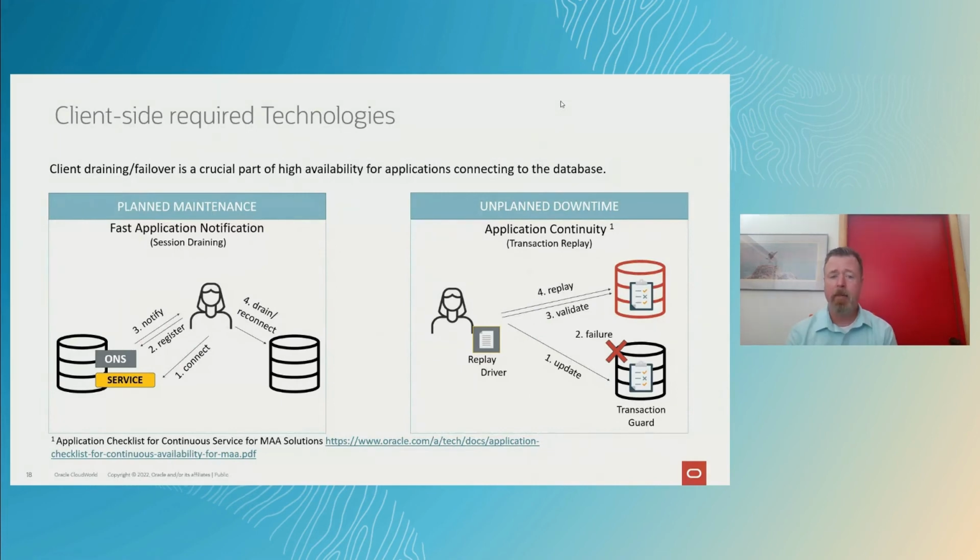For unplanned downtime, obviously things drop right on the fly, so it's going to replay them over. App continuity is going to handle that. It's going to connect up to the new RAC node or the standby. It's going to validate the connections there. It's going to replay the transaction and ensure that it only replays one time.